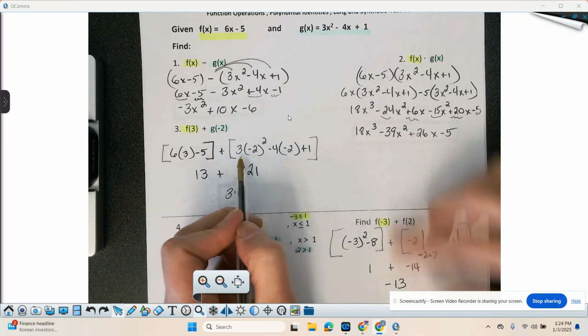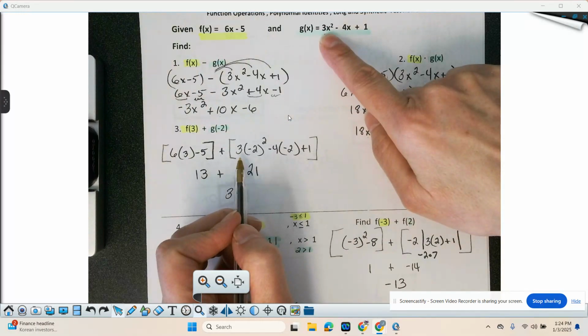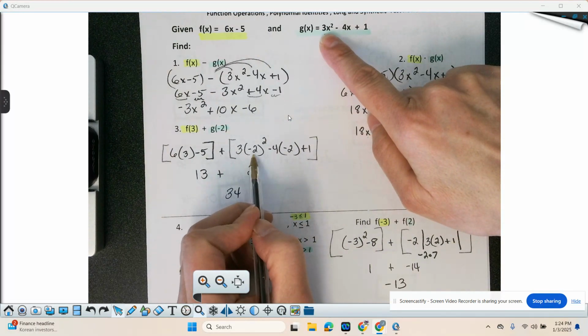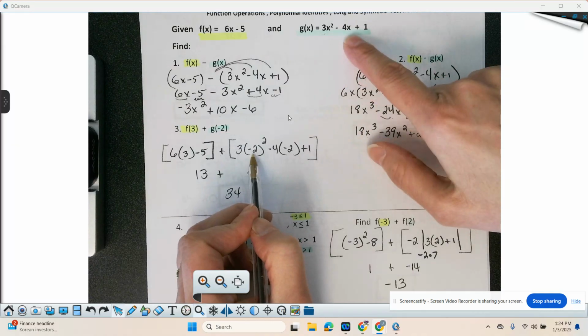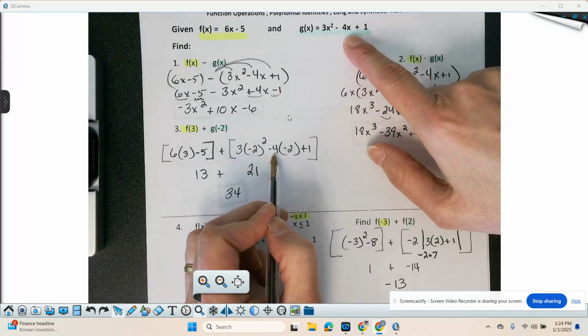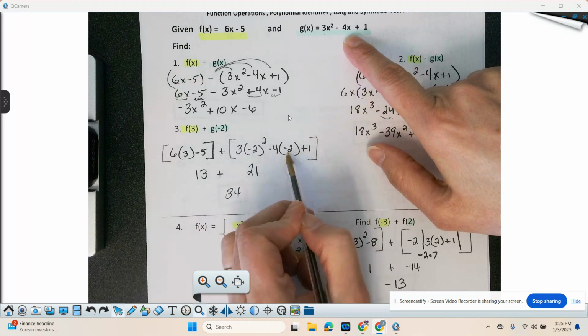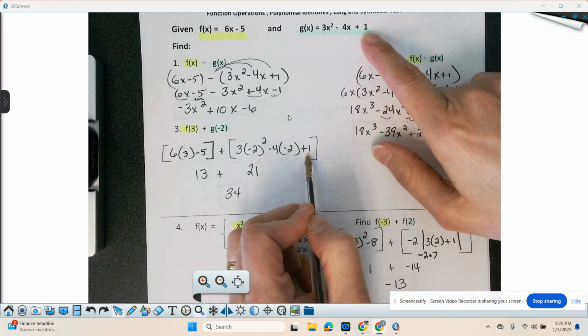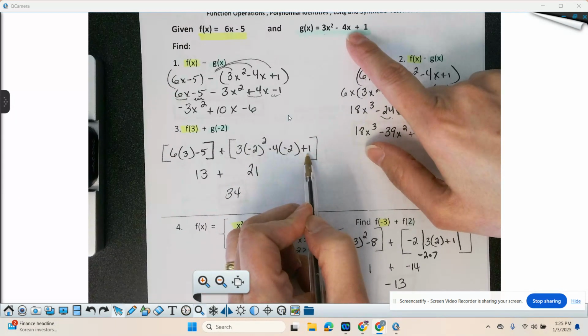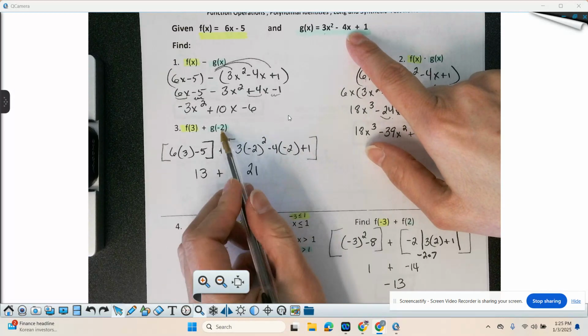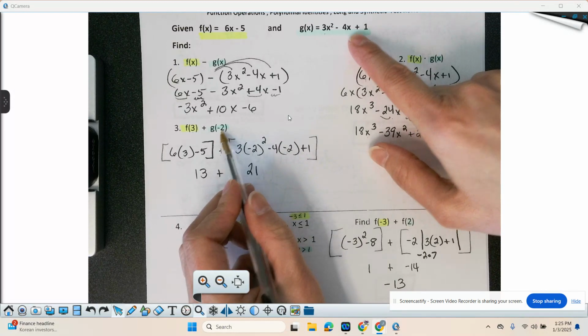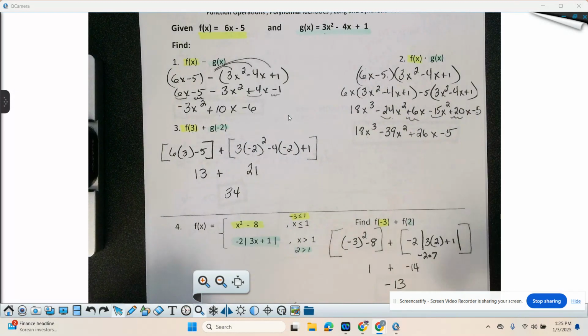So notice how you had 3x squared, with x as negative 2, minus 4x, so minus 4 times this negative 2, and then a plus 1. Wherever you saw an x here in the g of x, you replaced it with that negative 2. Then we're just going to simplify, evaluate, compute this, and figure out what the answer is.